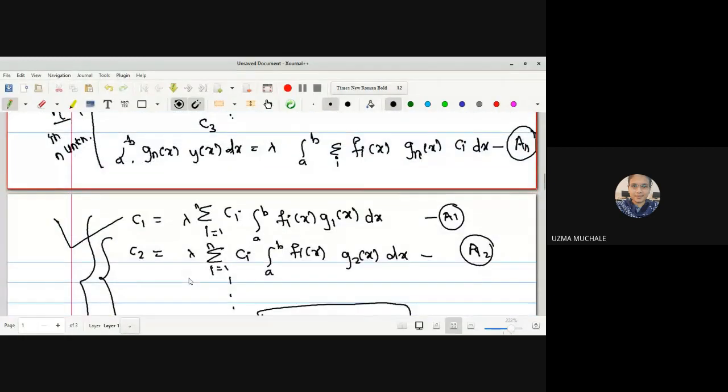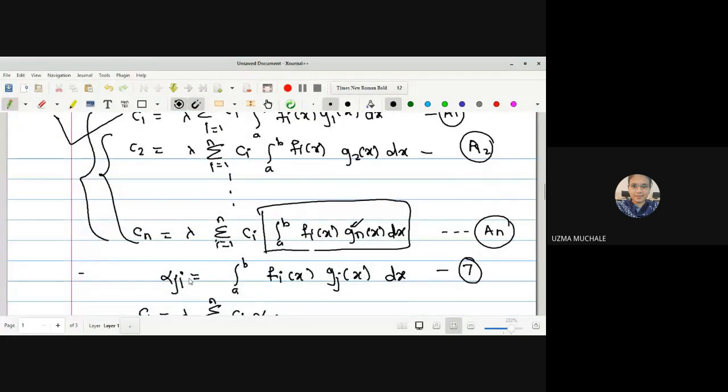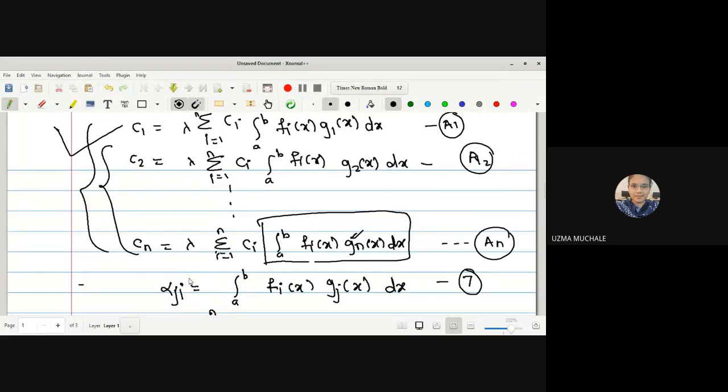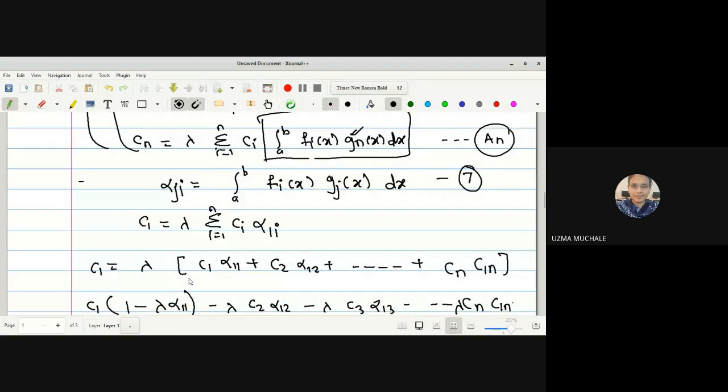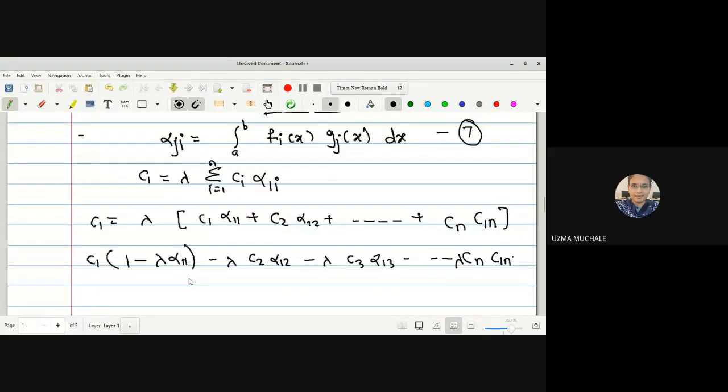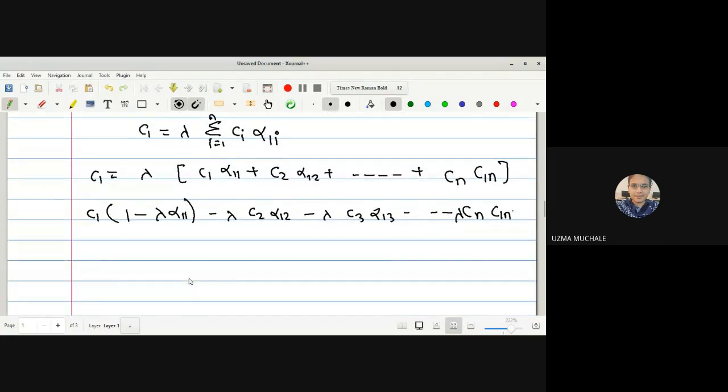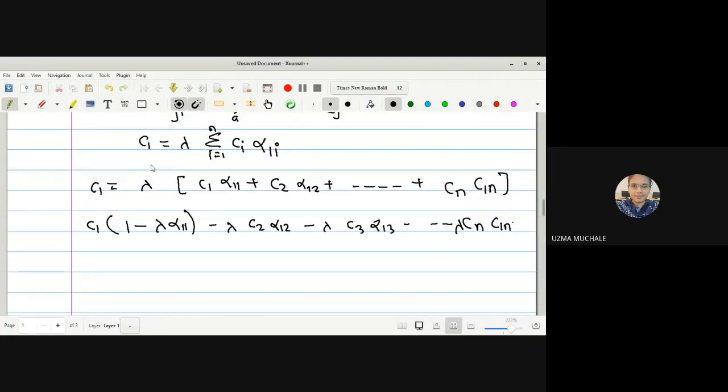After substituting that, what we have done, simply we have renamed one more constant, that is integration a to b fi of x into gj of t. In every equation the value of g1, g2 and so on, that is value of j is varying. fi is fixed. So for that we have just renamed this as alpha ji, and then simply we have written this equation.